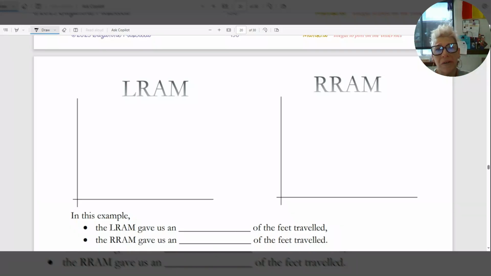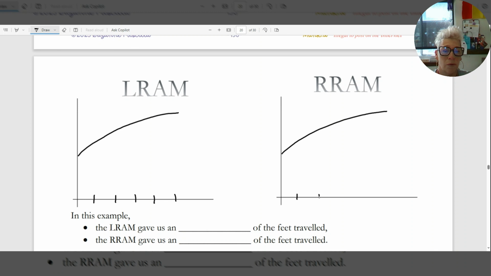Okay, this is part 2 of our rectangle approximation method video. And we're going to just redo the same problem we did in part 1, the car that was traveling with the increasing velocity. And we took our data every 2 seconds. So we're going to do it as an LRAM and an RRAM again. Let's just go 2, 4, 6, 8, 10.